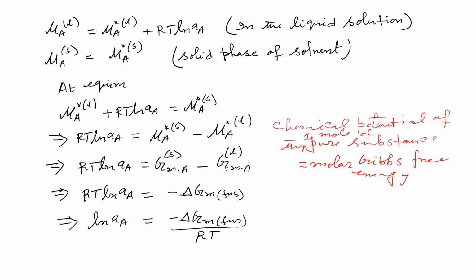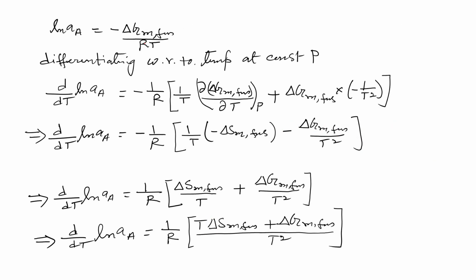This will be equal to the change of free energy during fusion. Fusion means conversion from solid to liquid. In that case, G liquid minus G solid, that means the free energy in the liquid phase minus the free energy in the solid phase. But here it is solid minus liquid. So it is minus delta Gm, the molar Gibbs free energy change during fusion. Then ln activity of A will be equal to this divided by RT. So once again this equation is written.